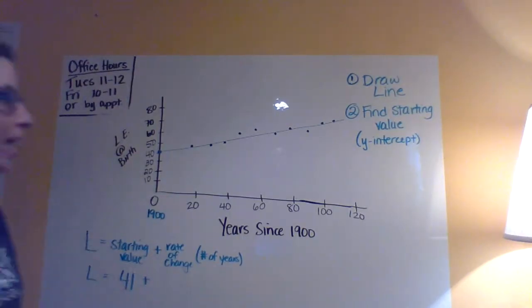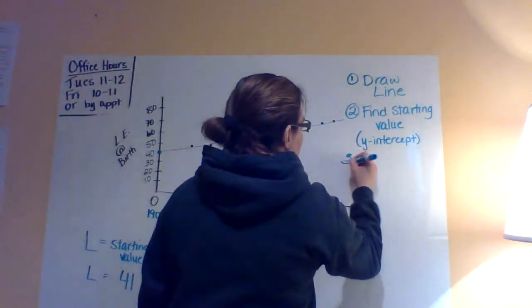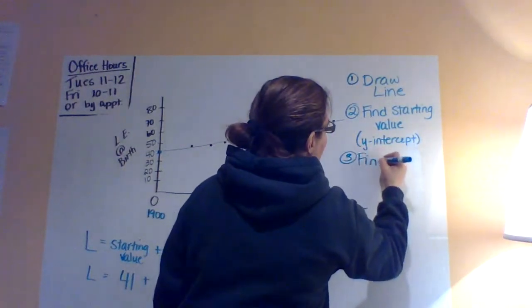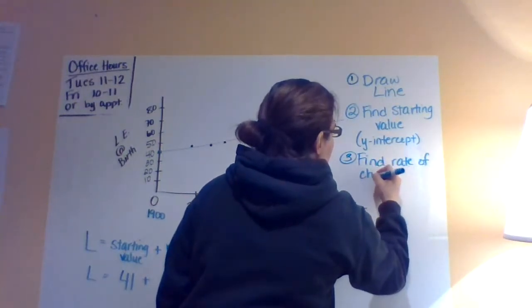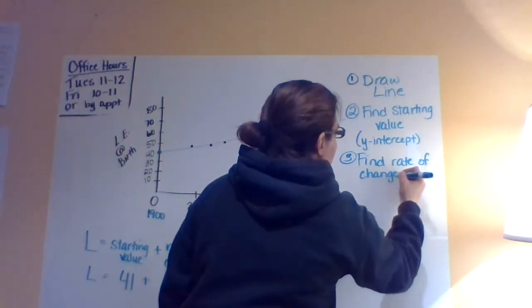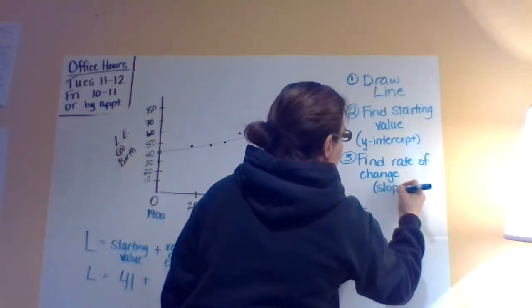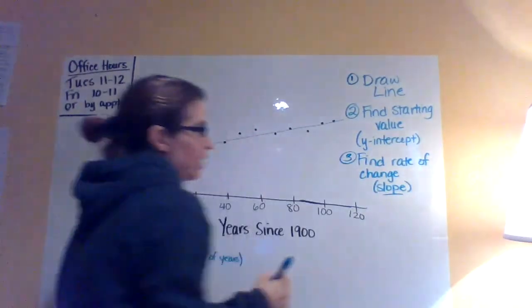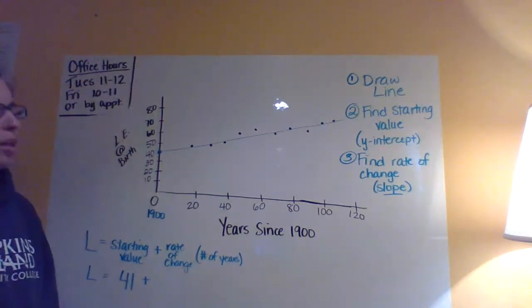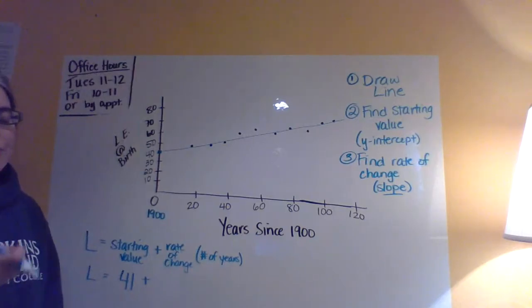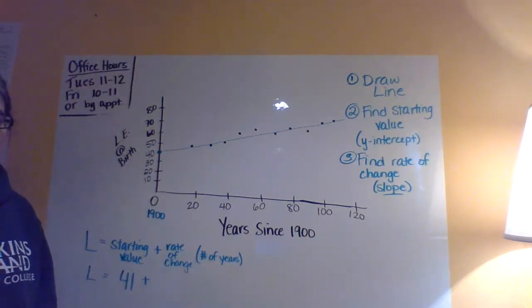Now I need to find my rate of change. Think about what's another word for rate of change. Well, rate of change is the same as slope. Okay. How do I find slope from a graph? We did this with the milk. We actually didn't find it from a graph. We found it from the information. But remember, we need 2 points.